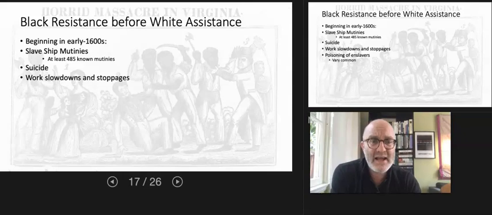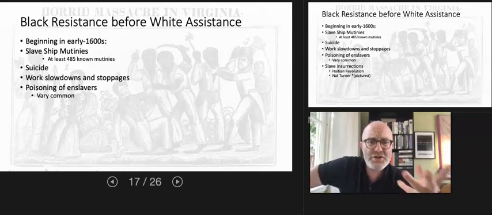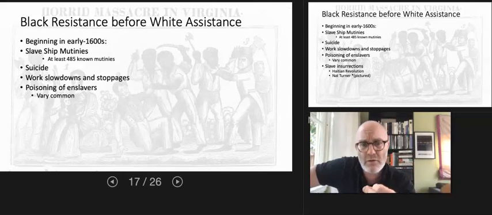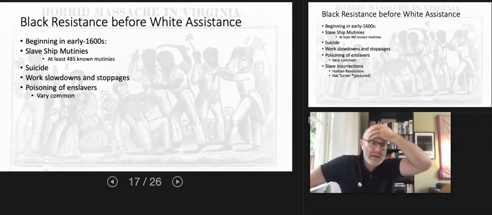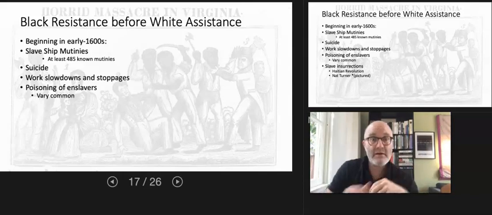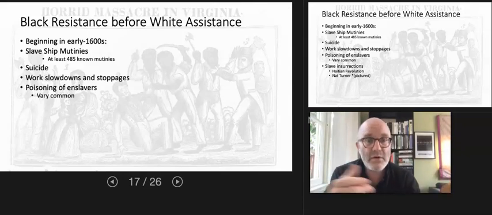Enslaved laborers deciding as a group to slow down the work process, to protest, or just to stop and refuse to work, to make a demand of some sort. Poisoning people was also common, whether from traditional medicines brought over from West Africa and planted in the Caribbean or in, say, South Carolina, or indigenous Native American plants that enslaved laborers learned about, to either sometimes heal people, but also to potentially make someone sick and even kill someone.